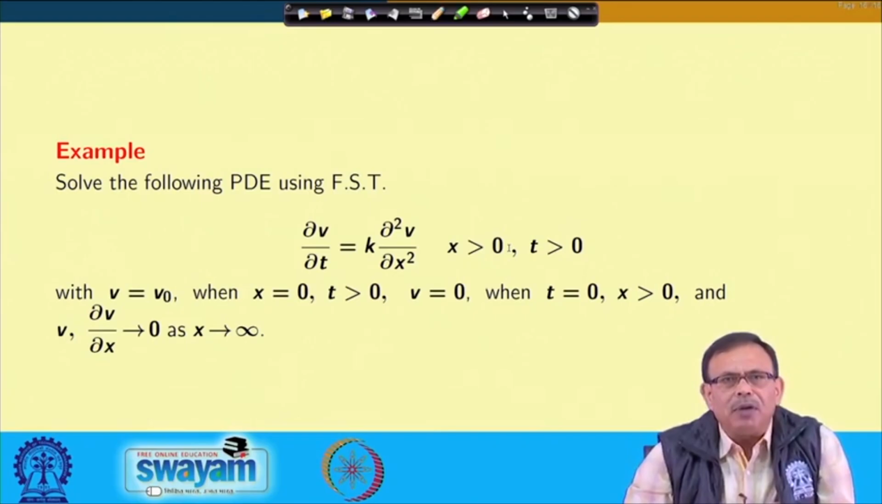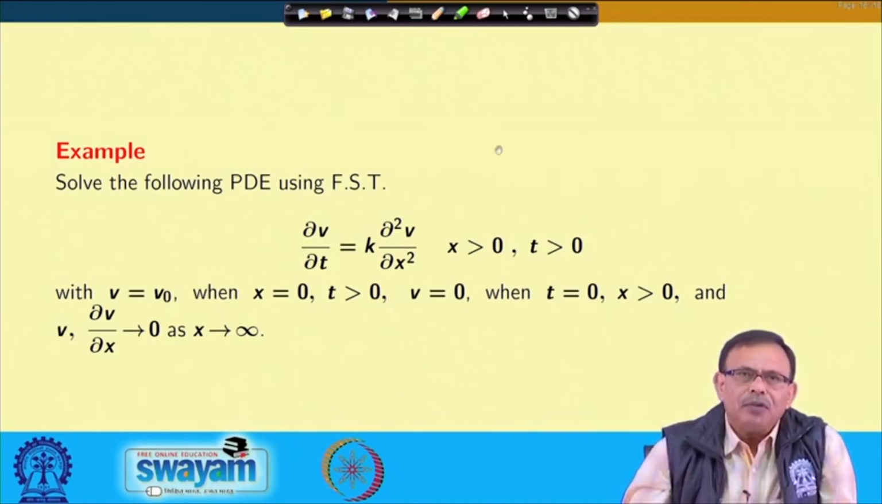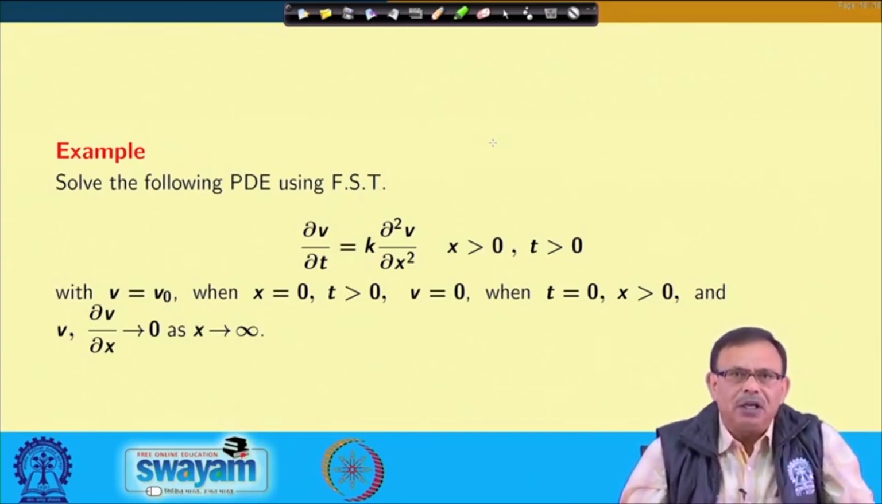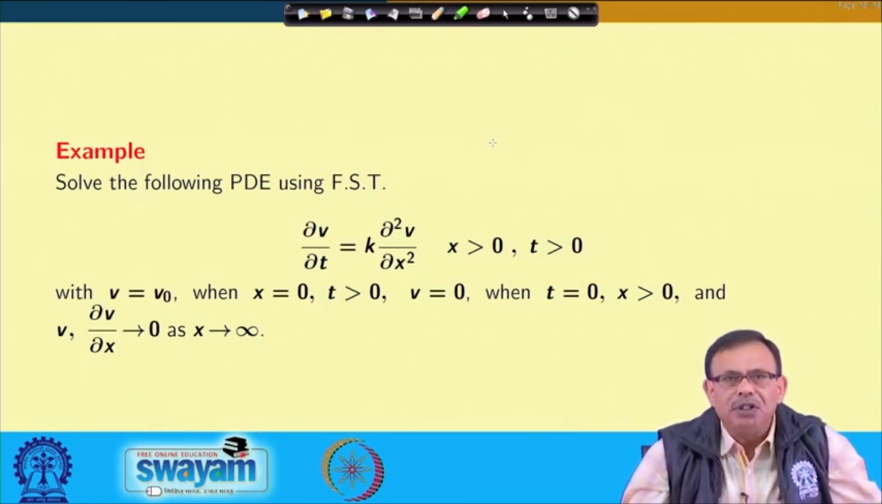This particular problem earlier, if you remember, we solved using the Fourier cosine transform. Now, the same problem we want to solve using the Fourier sine transform. It is given that v equals v 0 when x equals 0 and t greater than 0, v equals 0 when t equals 0 and x greater than 0, and v and del v del x both approach 0 as x approaches infinity.